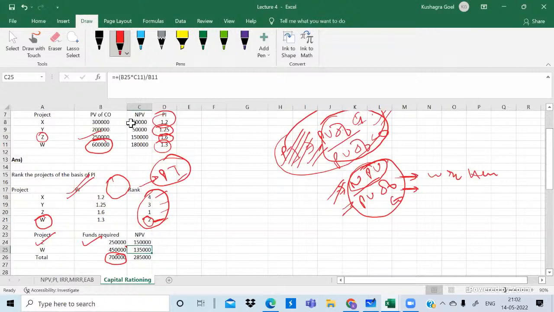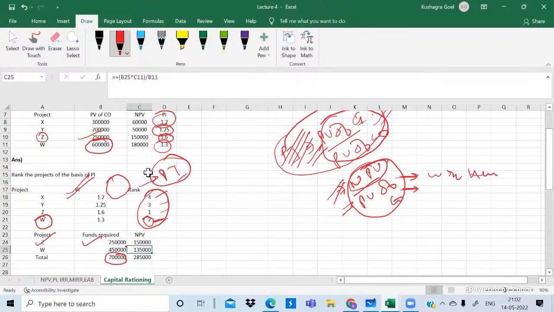You will accept the one which has a higher NPV. So in that case, I'll say accept X because it will give me 60,000. I'll not accept Y because it will give me only 50,000. So in that case, I'll say, okay, implement Z and implement X because I'll be maximizing my NPV. Because at the end of the day, what is my goal? My goal is to maximize my NPV.